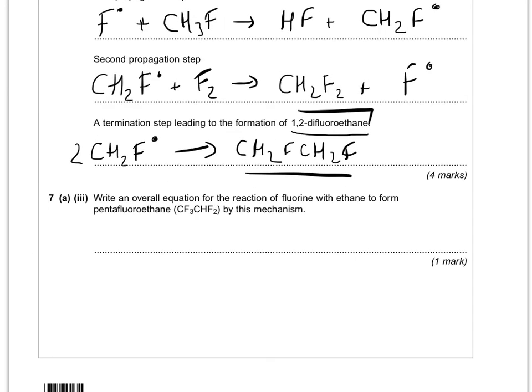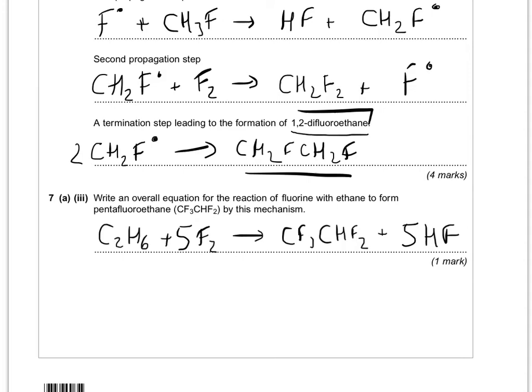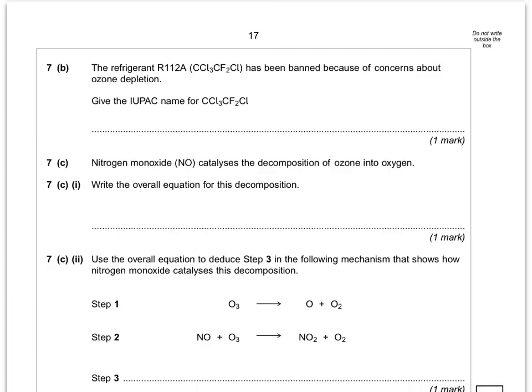And then write an overall equation for the reaction of fluorine with ethane to form pentafluoroethane by this mechanism. So ethane is C2H6, and you're adding fluorine, and you're making CF3CHF2, so you're putting 5 fluorines in there. And remember, you make HF. Remember, in this first propagation step, you're making HF. A lot of people were putting H2 here, but remember, it's the hydrogen halide that is made in the first propagation step, and to balance this, you need 5 HFs and 5 F2s.